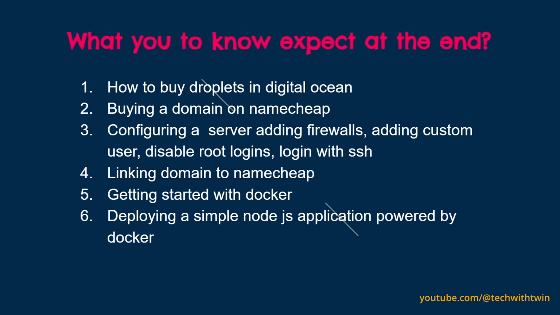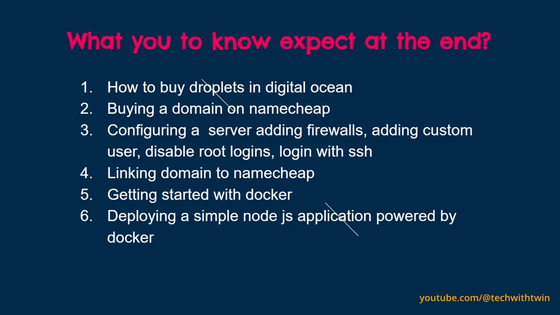Also, I'll show you how to buy domains on Namecheap, then how to hook up those domains with DigitalOcean. Also, we are going to configure our own server. In DigitalOcean, servers are called droplets. So we'll configure a droplet, add a firewall, a custom user, and disable root logins, and I'll tell you why you need to disable root logins. Also, we're going to set up login with SSH since that's the most secure way.